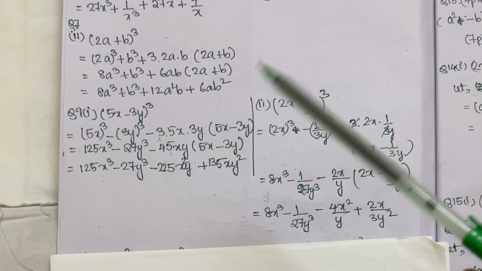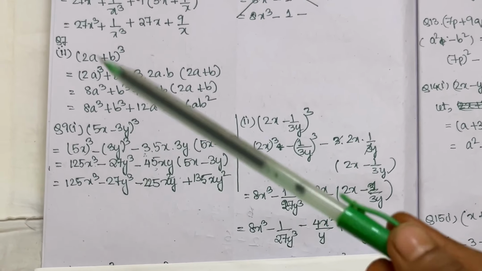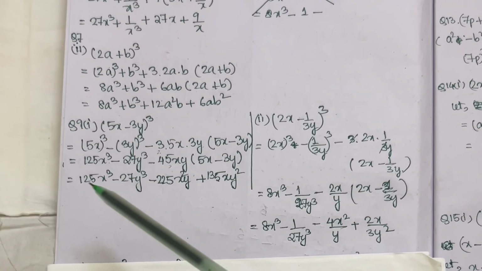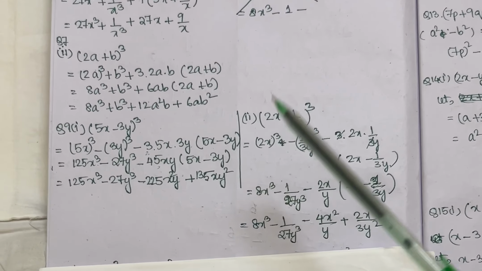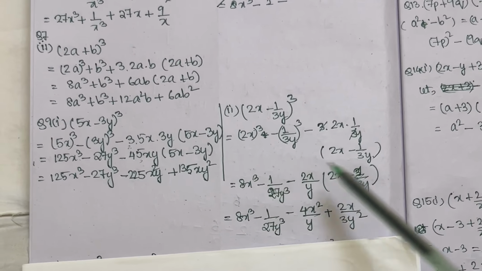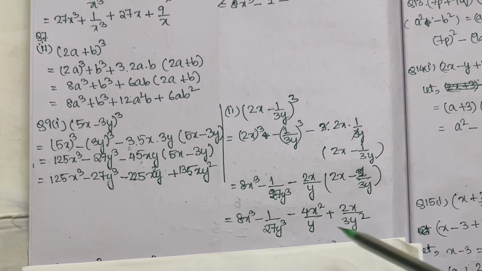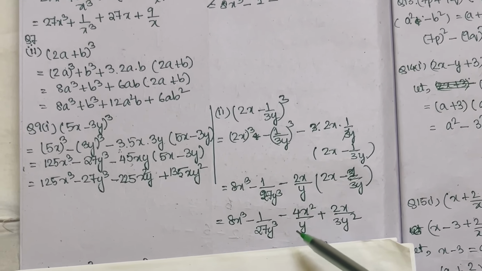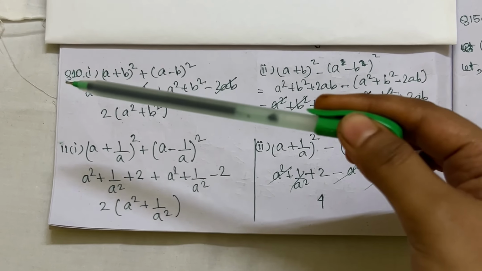Sum number 9, 5x minus 3y whole cube. I know by now you people have become smart in this, so now you tell me which formula. That is a minus b whole cube formula, putting that in this format and just simplifying it. That's it. Even for 9 part 2, it's as simple as that. A minus b whole cube, putting it in the formula, simplifying it and getting the answer, that is 8x cube minus 1 by 27y cube minus 4x square by y plus 2x by 3y square. That's it.